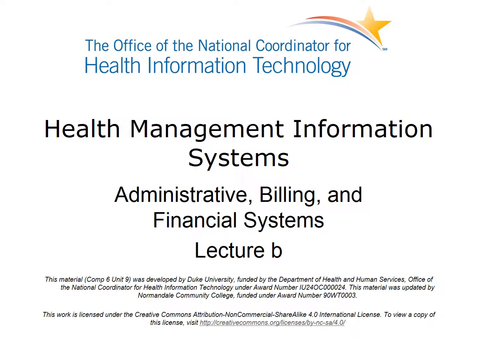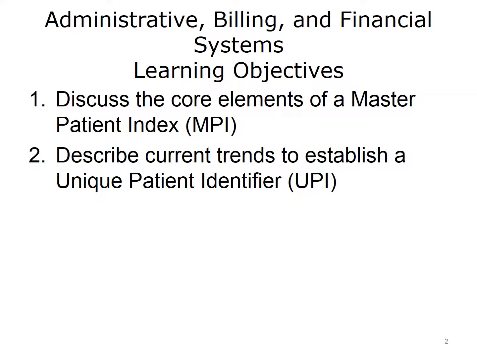This is Lecture B. This lecture defines a Master Patient Index, or MPI, and describes its core elements and discusses current trends to establish a unique patient identifier. The objectives for this lecture, Administrative, Billing, and Financial Systems, Lecture B, are to discuss the core elements of a Master Patient Index, MPI, and describe current trends to establish a Unique Patient Identifier, UPI.